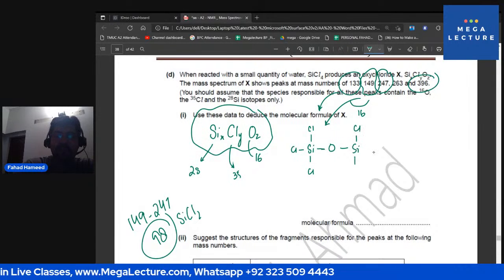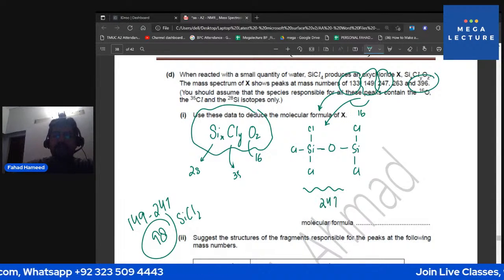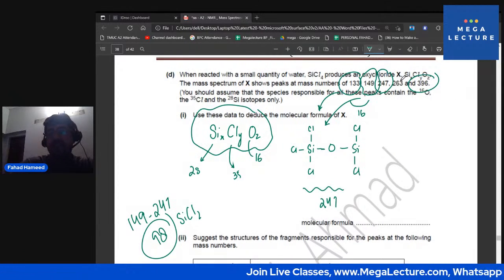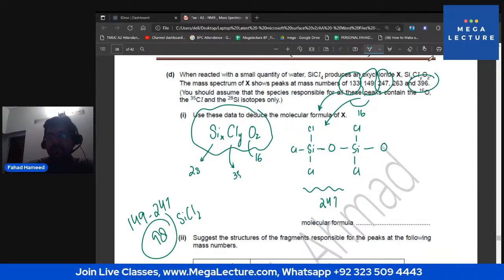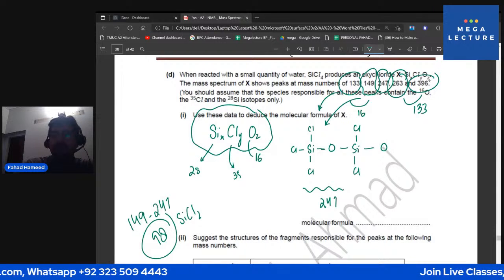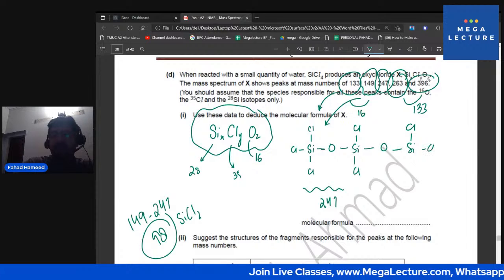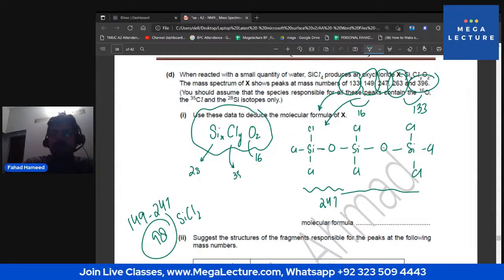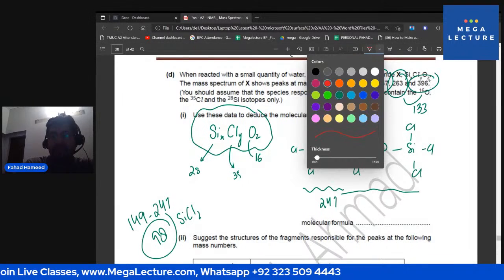If you add them to this, that would give you 247. And then you have 263. That's again a difference of 16. So there's a heavier fragment by 16. So that must be having an oxygen. So that's 263. And then 396. The difference between 263 and 396 is 133. So that means there's another SiCl3 being added to it. So that's your molecule. I've done this very quickly, but this was a very difficult question.